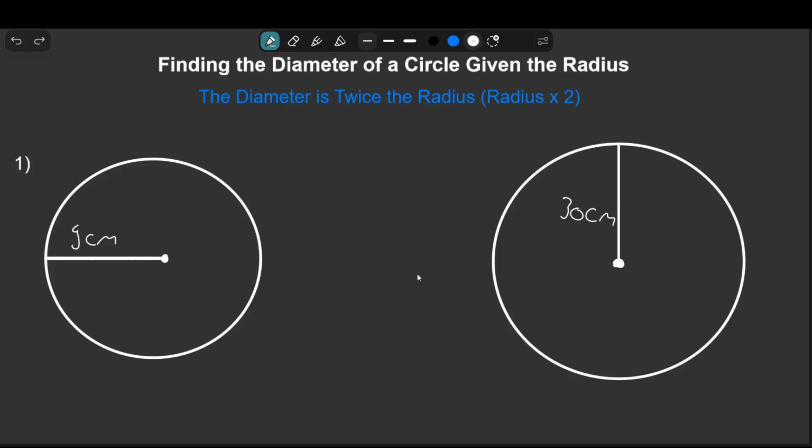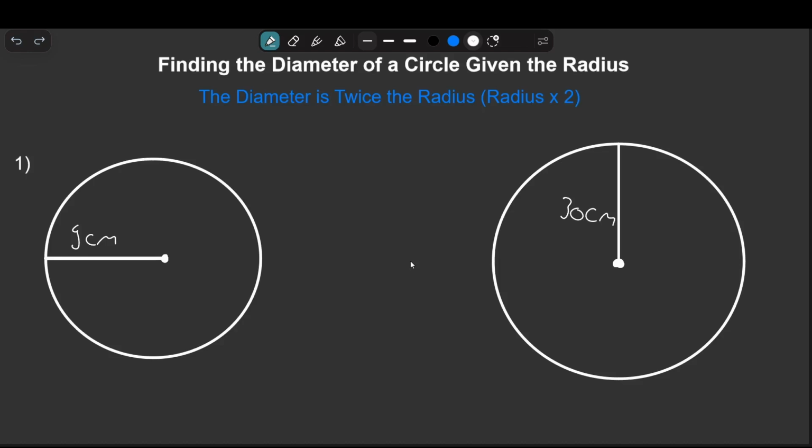In this video I'm going to cover how to find the diameter of a circle given the radius. So I have two circles here and I'm going to show you with both of them. So first, some explanation about the diameter and the radius.